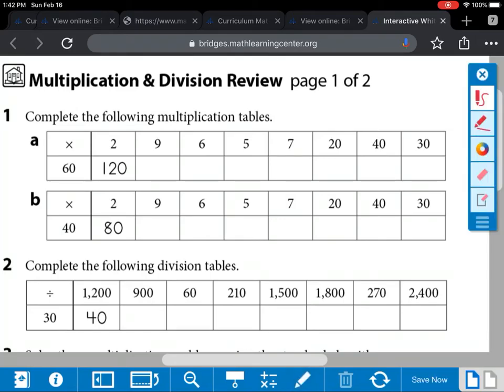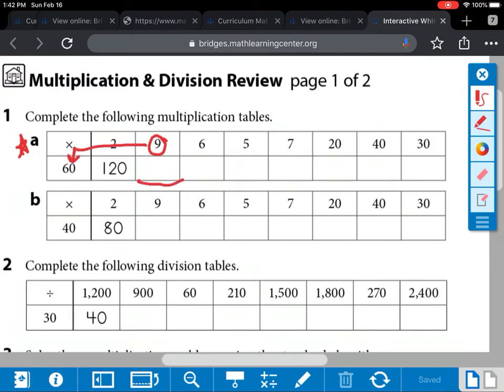For these ratio tables, in this first one, in part A, it's saying, what if I had two groups of 60? Two groups of 60, or 2 times 60, is 120. And then it keeps going. So we're going to do, how much is 9 groups of 60? And we'll put our answer there.